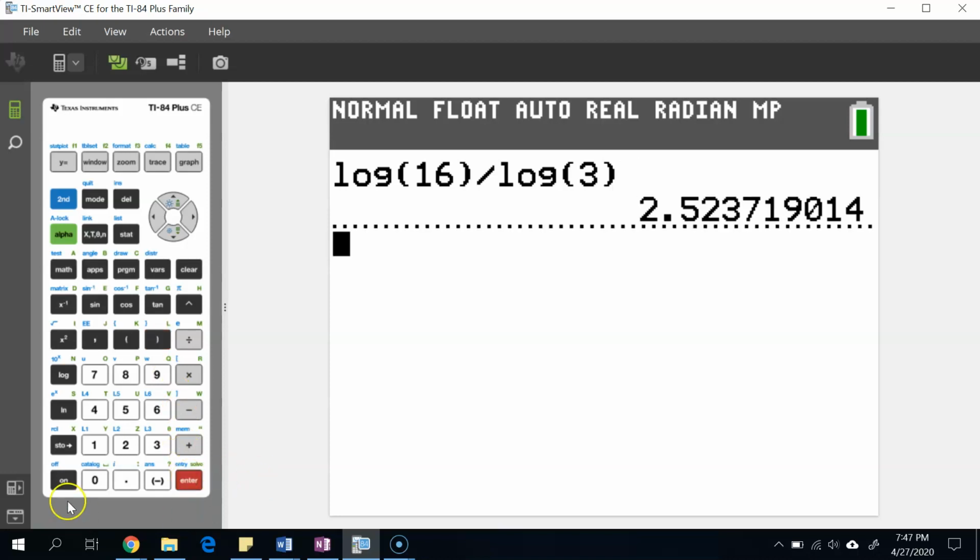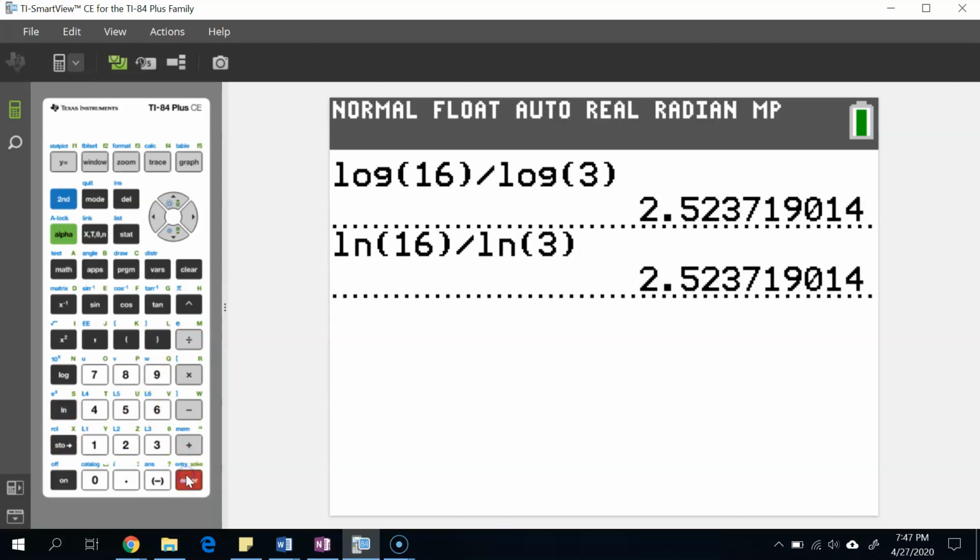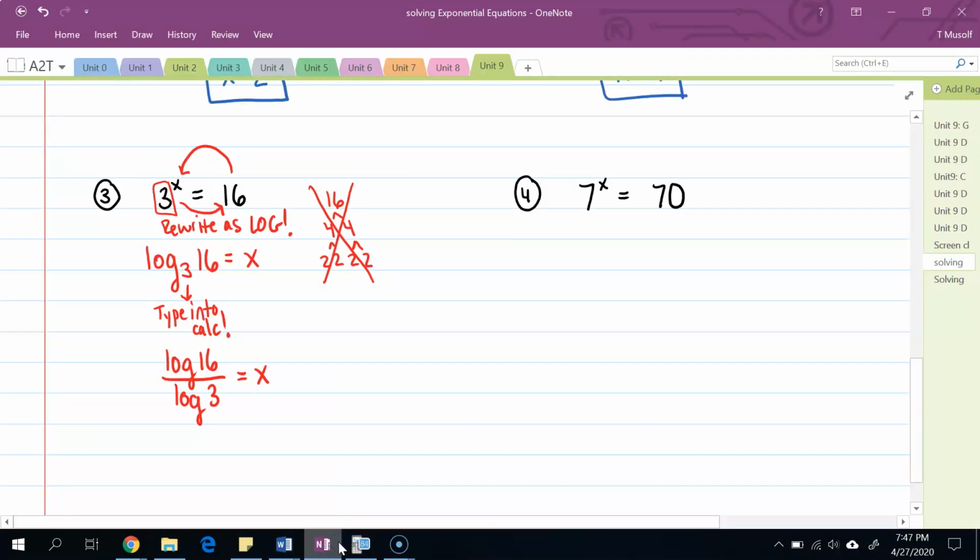Technically, you could type the same thing in with the other log button, the ln, and you would get the exact same answer. That's the beauty of the change of base rule. It doesn't matter what you change the base to. It'll still give you the same answer. So using either one of those buttons when you're doing change of base is completely fine. I usually like to stick with the top one. So my answer ends up being approximately 2.52. And there's my answer.